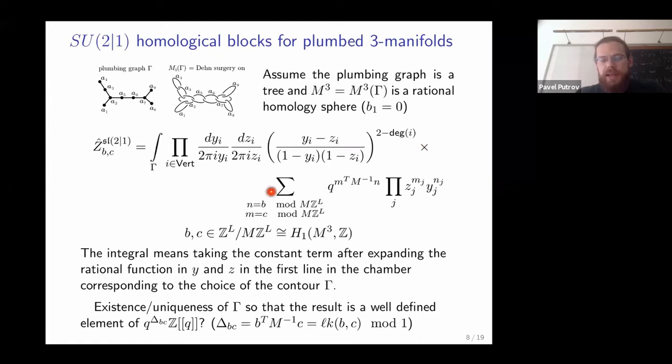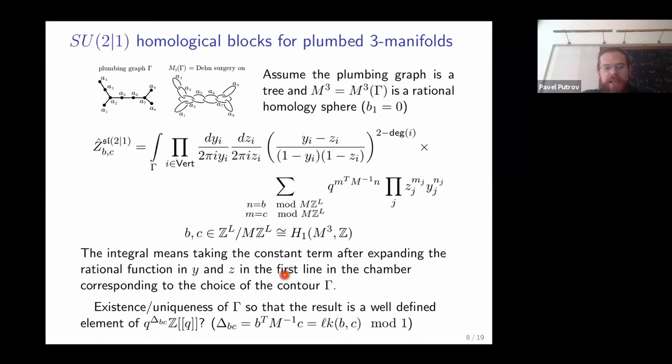We also insert in the integral the following kind of indefinite theta function associated to M inverse, in this particular way. But unlike in the case of ordinary algebra, this is never convergent, so one cannot define it in this way. What we should interpret this formula as is that we want to make some choice of contour, and corresponding to the choice of contour, we make an expansion of this rational function in a certain chamber. Then taking this integral means that we just take the constant term of this thing.